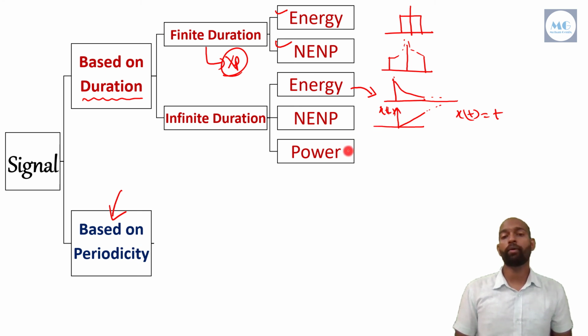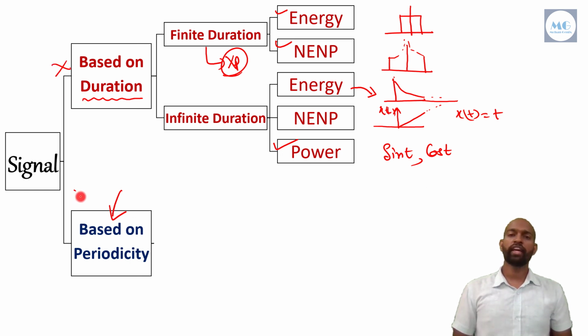And what is the power signal which is infinite duration? We can easily say sine t or cos t, these signals are infinite duration signals, and as their amplitude is constant, we can say that they are power signals. In this way we have understood how to find whether any signal is an energy signal, power signal, or NENP signal based on its duration. In my next lecture I will tell you all about how to find it based on periodicity.